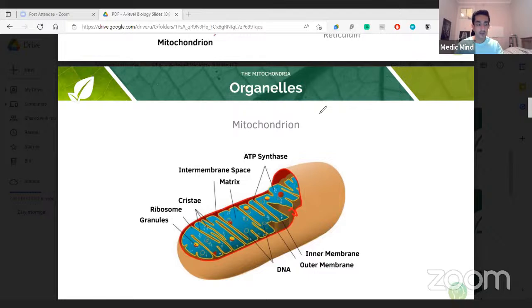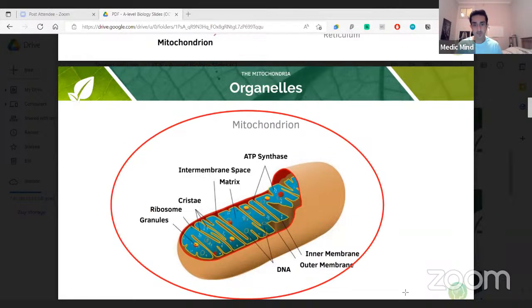And you inherit your mitochondrial DNA from your mother. That's really important to know, and something that's quite interesting.